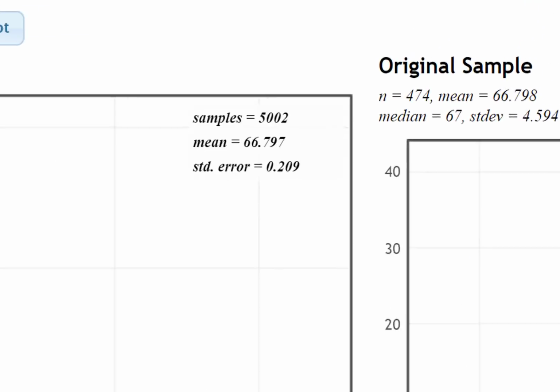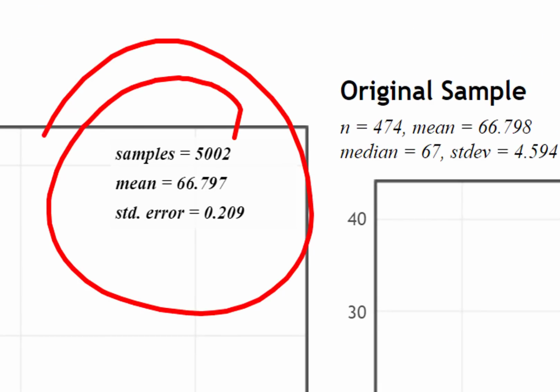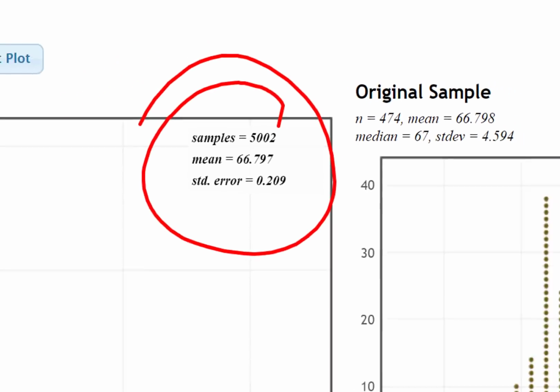If we zoom in to the upper right of this plot, we can see that I've taken a total of 5,002 bootstrap samples, and this sampling distribution has a mean of 66.797, which is very close to the mean of the original sample, and a standard error, which is the standard deviation of this bootstrap sampling distribution, of 0.209. This is where we'll stop for now.